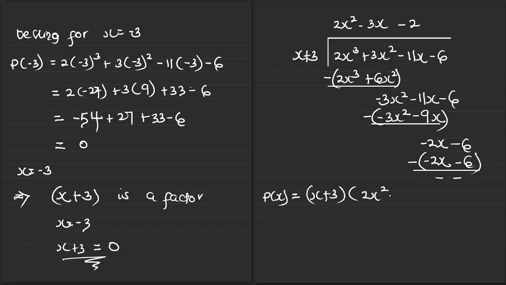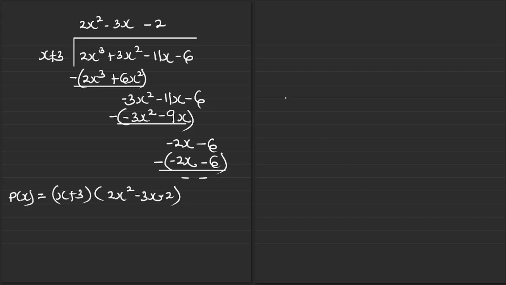2x squared minus 3x minus 2. Now we would have to factorize the depressed polynomial as well. So with the depressed polynomial, we have 2x squared minus 3x minus 2.